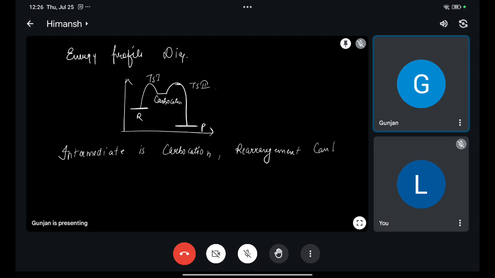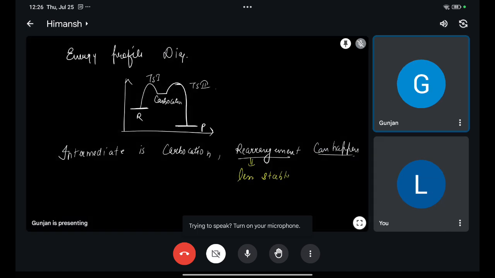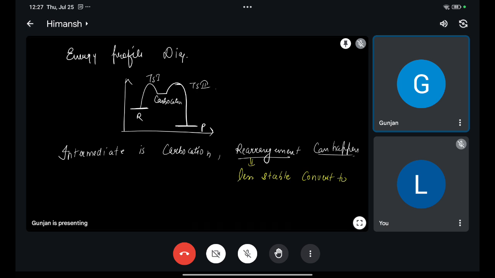Rearrangement can happen. Remember rearrangement? Iman, we already did the rearrangement, na? Yes, ma'am. Is that clear? Yes, ma'am, clear.